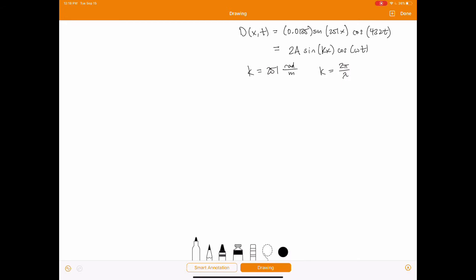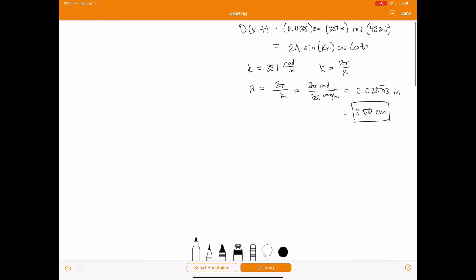And remember also that k, by definition, is 2 pi divided by lambda. So if we want lambda, if we want the wavelength, we're going to take 2 pi divided by k. So we have 2 pi radians on top. We have 251 radians per meter on the bottom, which works out to a wavelength of 0.02503. That's in meters. Now, we'll want to keep 3 sig figs on that. So therefore, this can be thought of as 2.50 centimeters. That's the wavelength.